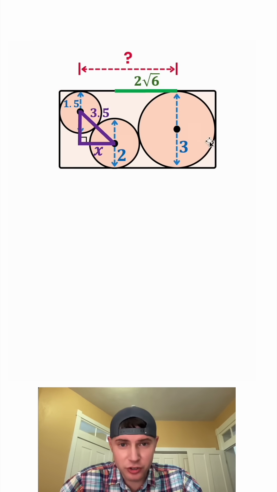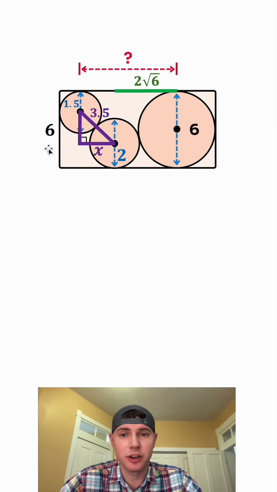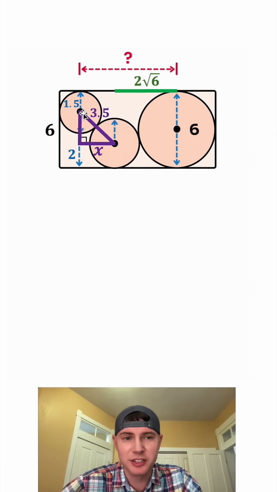Since this largest circle had a diameter of 6, that means the height of this rectangle is also equal to 6. And then we can bring this radius of 2 over here. So we need 2 plus the purple distance plus 1.5 to equal 6. That means our purple distance is going to be equal to 2.5.